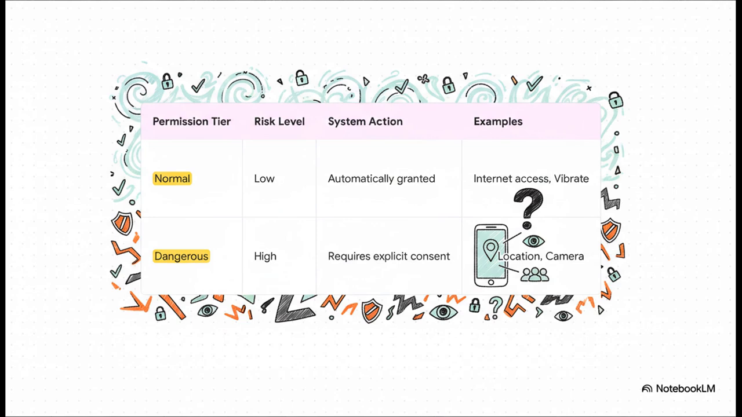So to fight this fatigue, the operating systems themselves had to get smarter. They started sorting permissions based on risk. You've got your normal permissions for low-risk stuff, like letting an app access the internet. Those get granted automatically, but then you have the dangerous ones. We're talking your location, your camera, your contacts, and for those, the system now requires your explicit, in-the-moment okay.